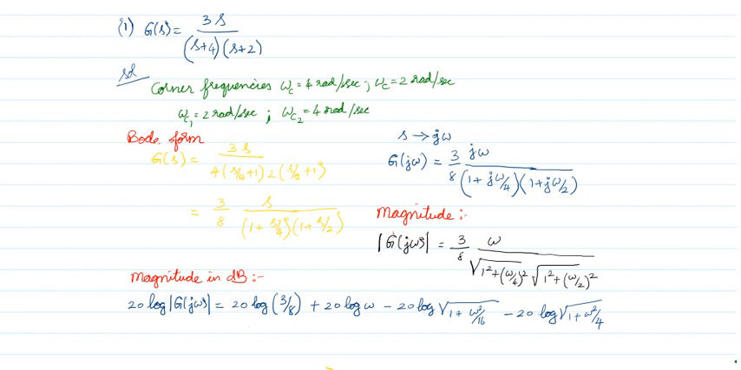So what should I do? I have to take 4 outside, I have to take 2 outside from the denominator. Okay, so that's what I'm doing here. I'm taking 4 outside, so this becomes s by 4 plus 1. Taking 2 outside becomes s by 2 plus 1. So 3 divided by 4 into 2, 8. So 3 divided by 8, s divided by (1 plus s by 4) into (1 plus s by 2). This is the Bode form. Okay.